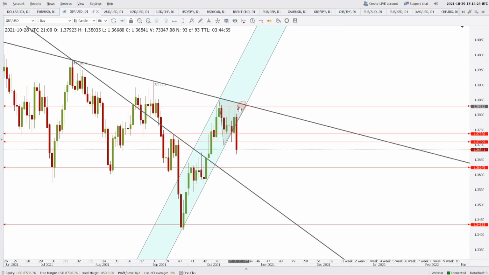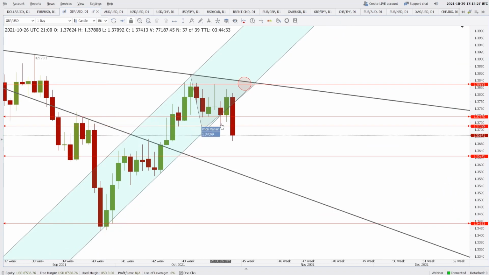Talking about the British pound, the scenario is the same as the euro. It has broken through two supports and is now trading well below them. If the pound starts rising from here, it will face resistance at the 1.3709 and 1.3737 region, and if it starts going lower, then it will find support around 1.3624. You should keep an eye on that.